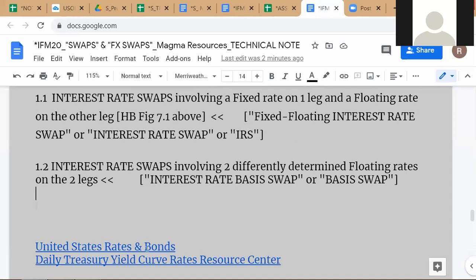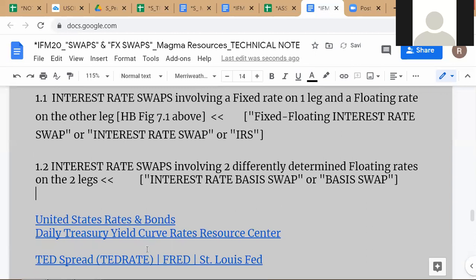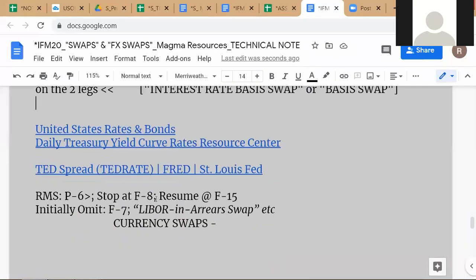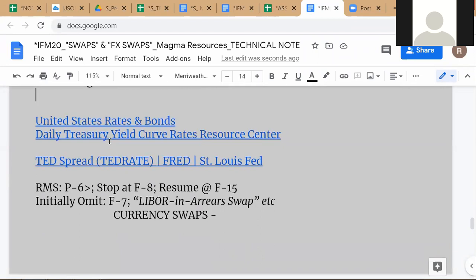Now, there are certain other things which I've linked to here because, to understand, there are some examples that I've given in the book on the TED spread and all those kind of things, which you can read. So I've given you the links to those. The treasury yield curve and those kind of things. So I've said that here you should stop at F8. F8 is figure 8. Okay, and you can resume at figure 15. And we will omit all these LIBOR and arrears swaps, etc.